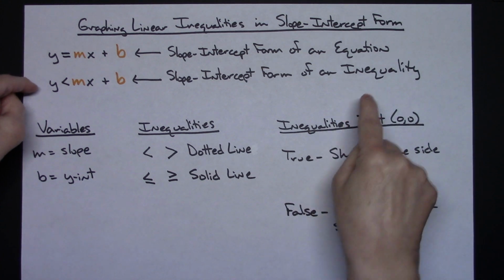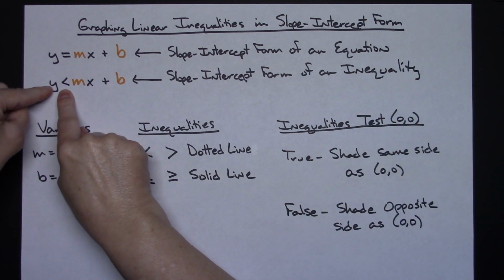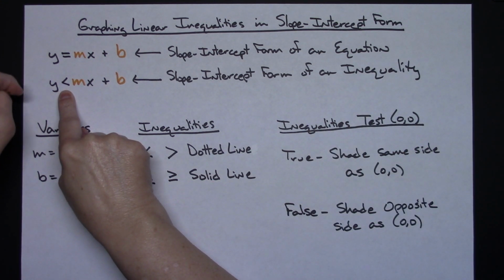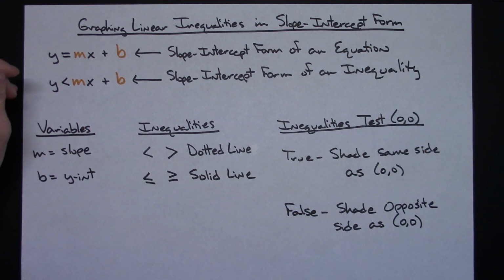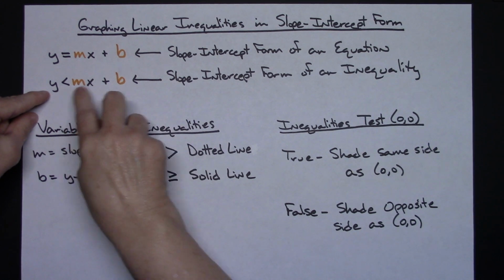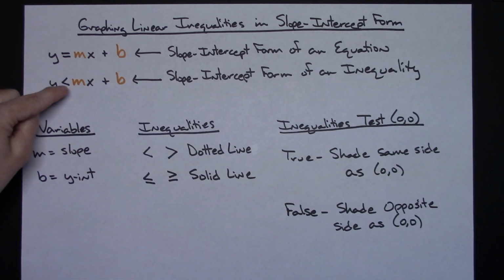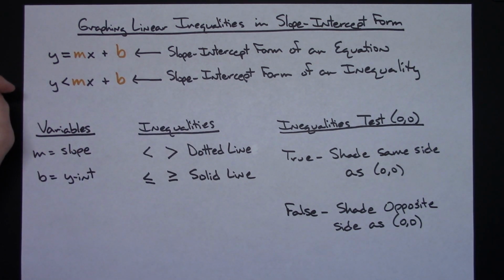If I put it in the form of an inequality, that just means that this symbol is going to change. It could be less than, greater than, less than or equal to, greater than or equal to, and then that turns it into an inequality. But the variables b and m remain the same. M is still your slope and b is still your y-intercept.